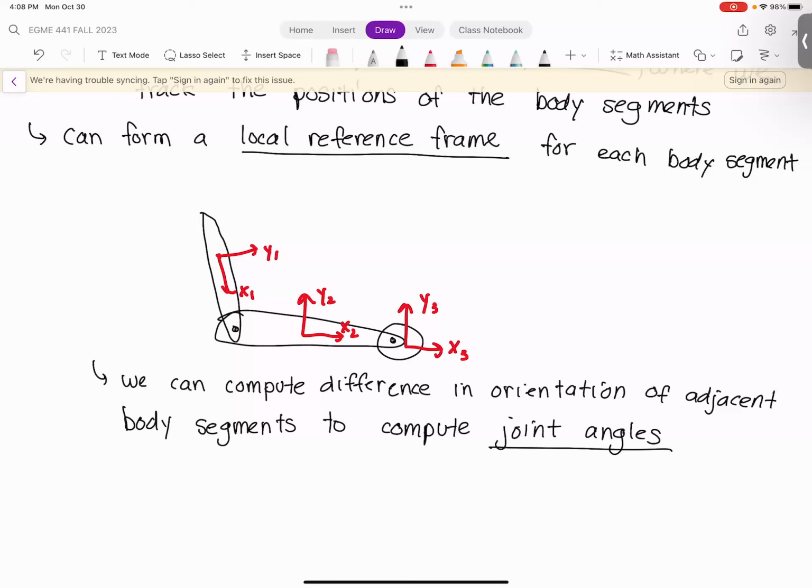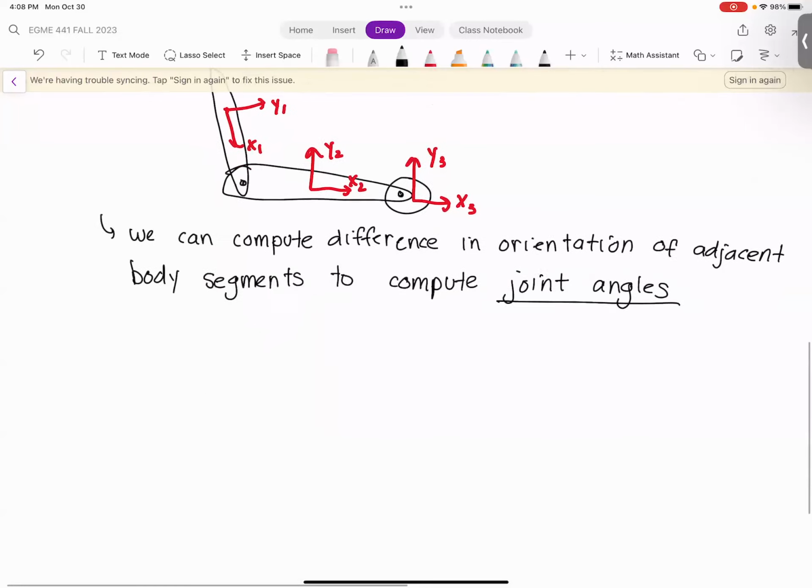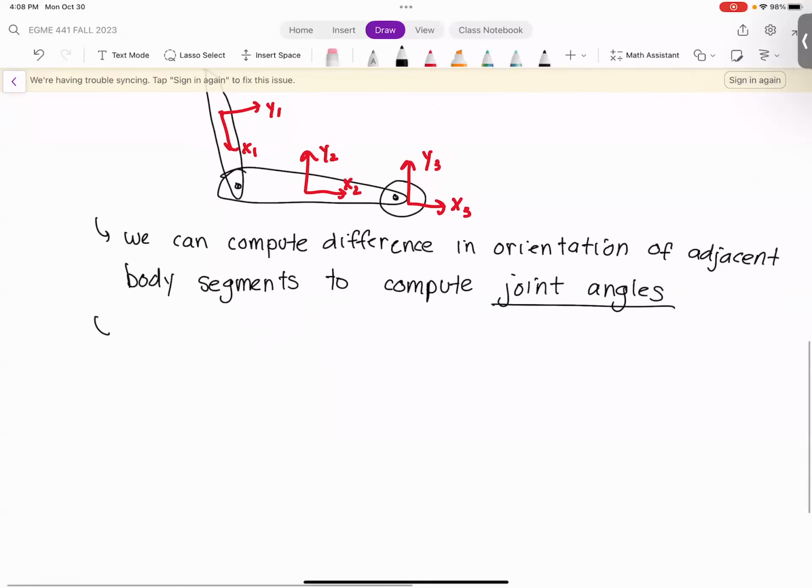And so ultimately what we want to compute are the joint angles, where the joint angles are the difference in orientation. I didn't really mention this last time, although another thing that you can get from motion capture is the position of the centroid of each body segment. So that is also going to be important for tracking motion as well.